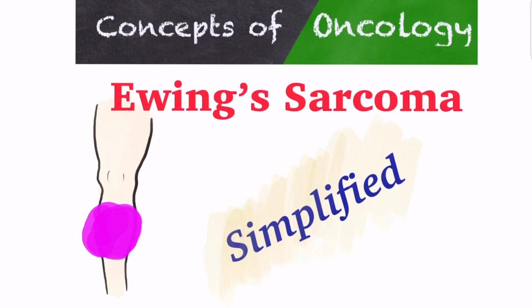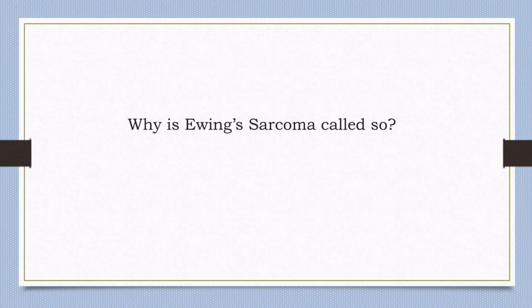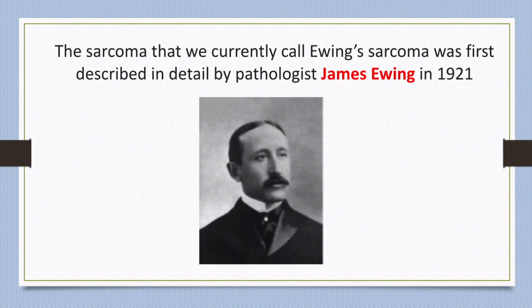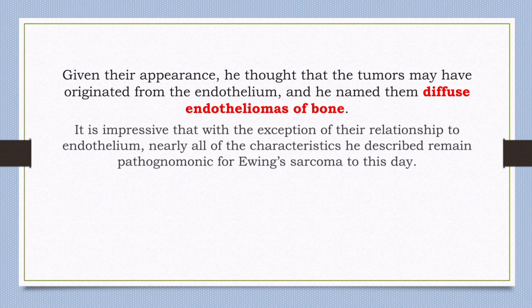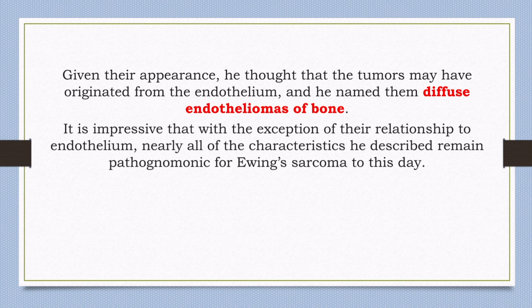Ewing sarcoma. Why is Ewing sarcoma called so? The sarcoma that we currently call Ewing sarcoma was first described in detail by pathologist James Ewing in 1921. Given their appearance, he thought that the tumors may have originated from the endothelium, and he named them diffuse endotheliomas of bone. It is impressive that with the exception of their relationship to endothelium, nearly all of the characteristics he described remain pathognomonic for Ewing sarcoma to this day.